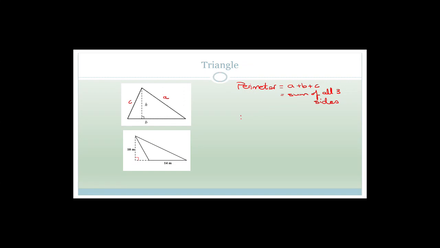The area is equal to, now let me just show you something. Let's pretend that this is a rectangle. Okay, that's a rectangle, right? This side is equal to this side, and this is, oh, it's very small. Let me make it bigger.